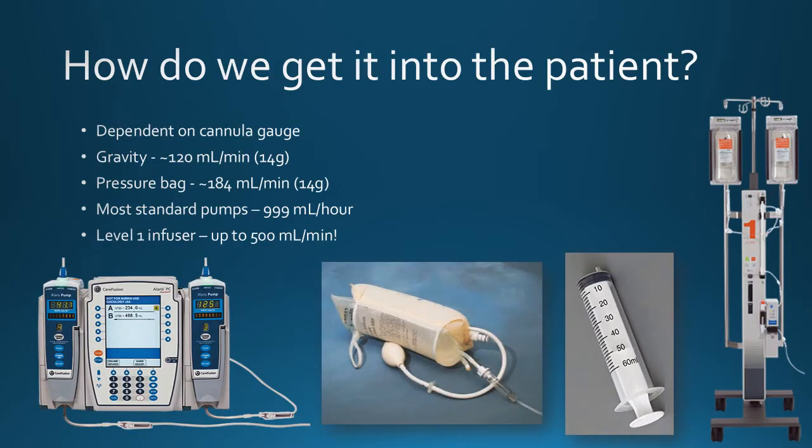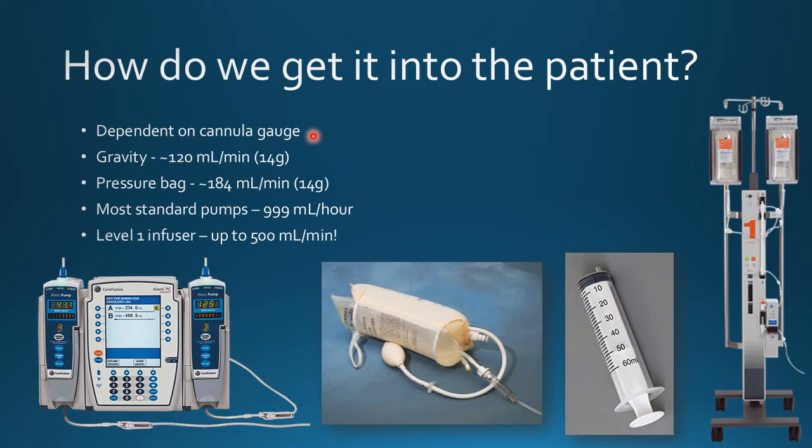So the question is, how do you get it into the patient, right? Lots of different ways we can do this. The volume that you can actually put into the patient is dependent on the gauge of the needle, the cannula you have in. With needle gauges, a smaller gauge is going to give us more fluid flow. So you want to go with like a 16 or 18 gauge or something like that. It is going to give you a lot better flow than using something a lot higher gauge.